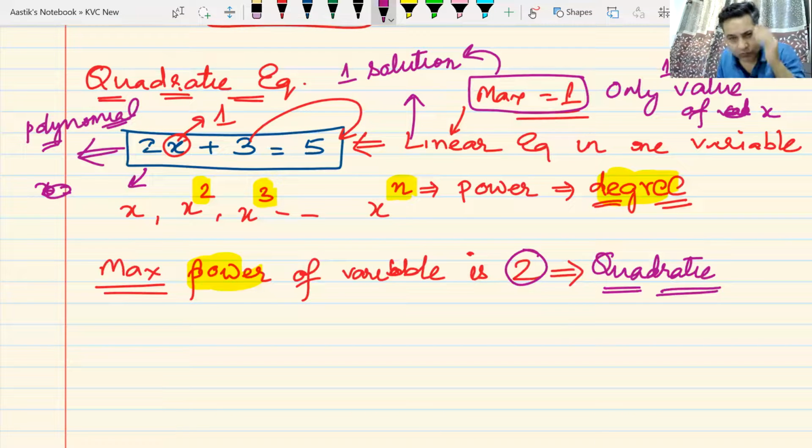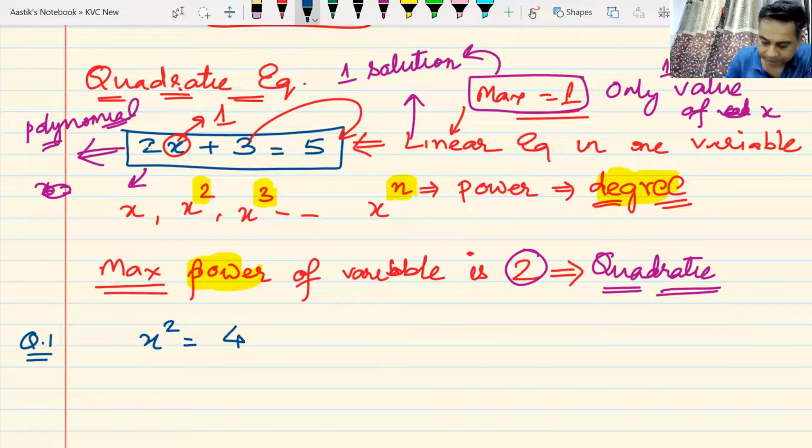Now let us see what happens with the quadratic equation. Let us see a very simple example. Let us say I have an equation x square is 4. Now I ask you, what type of equation is this? Sir, quadratic equation. Yes, it's a quadratic equation. Now I ask you, what is the value of x?